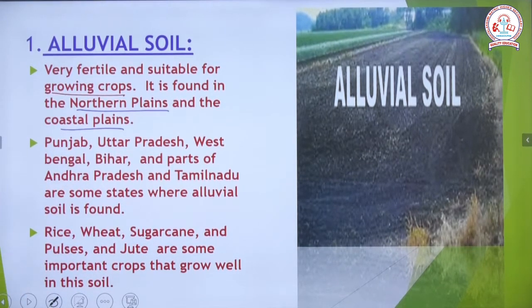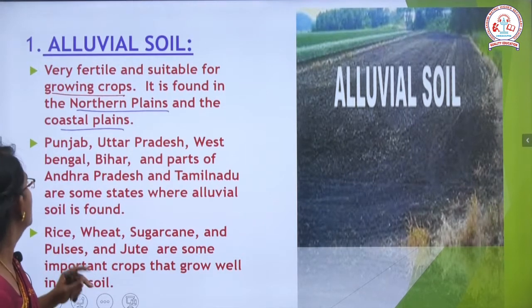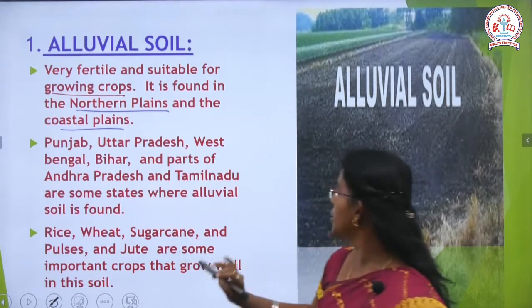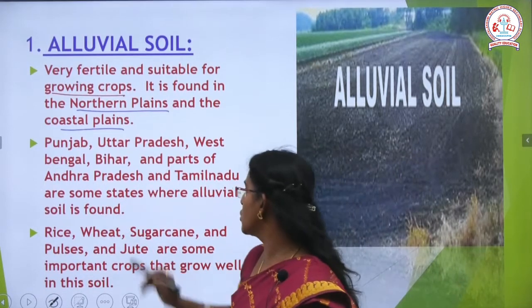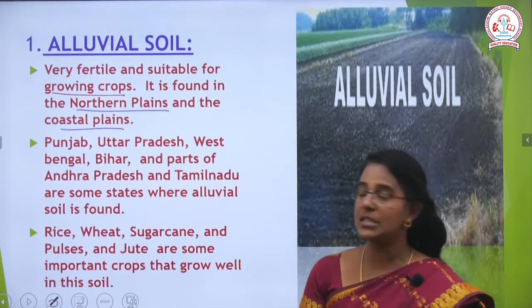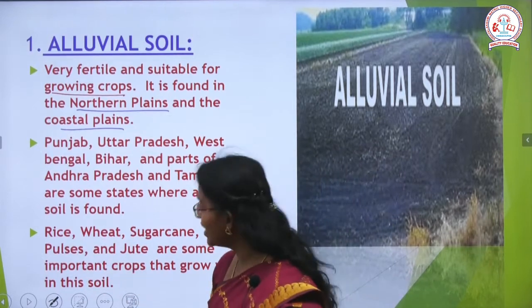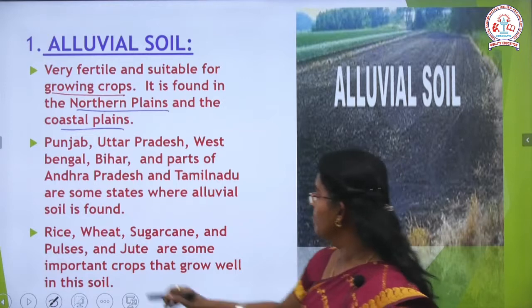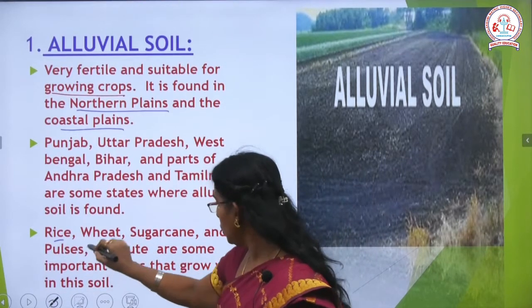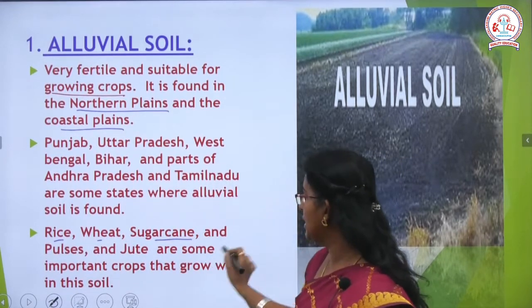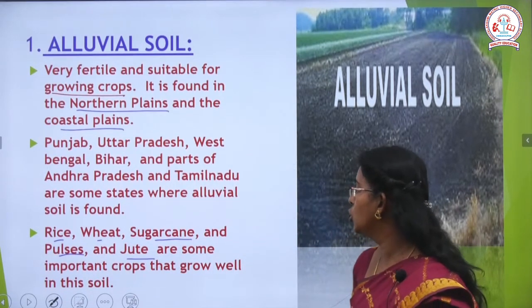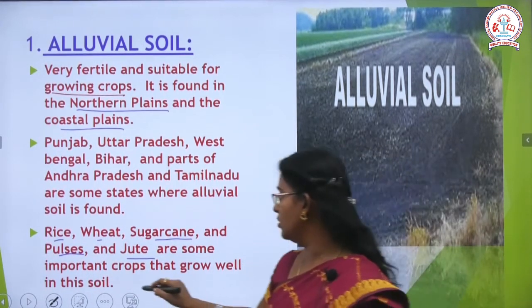Next, what are the places? Punjab, Uttar Pradesh, West Bengal, Bihar and other parts of Andhra Pradesh and Tamil Nadu are some states where alluvial soil is found. Next, what are the crops that will grow in this fertile soil? Rice, wheat, sugarcane, pulses and jute are some important crops that grow well in the soil. So these are the crops.